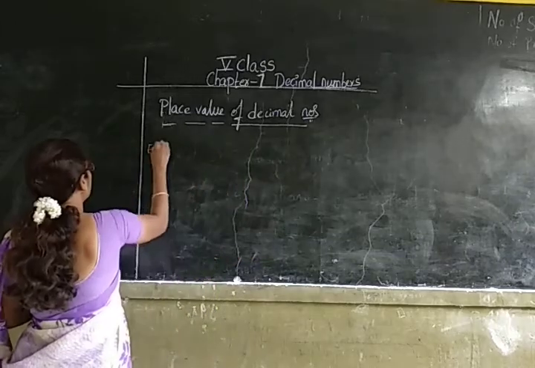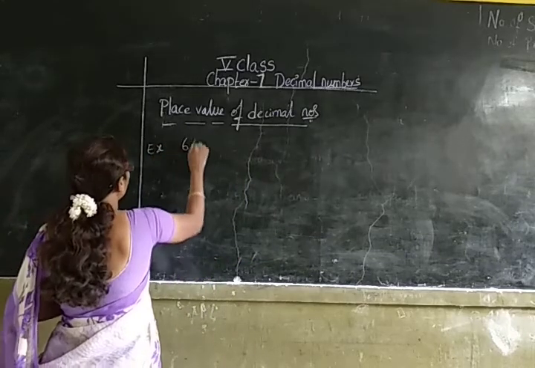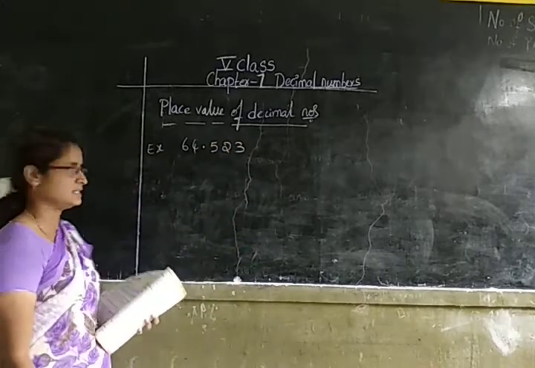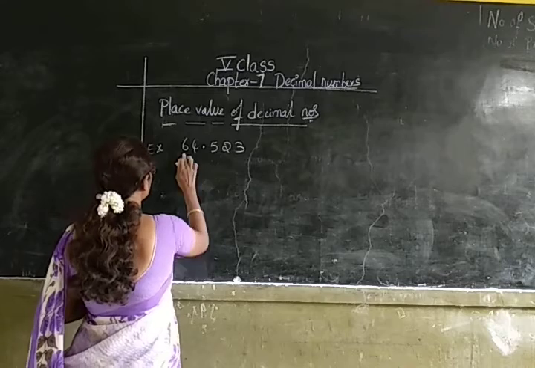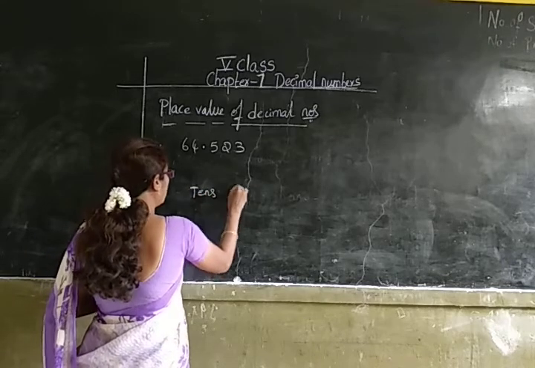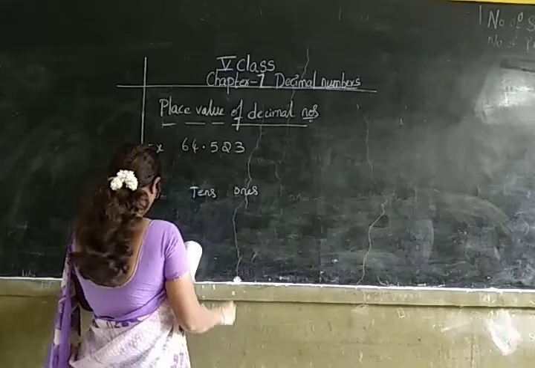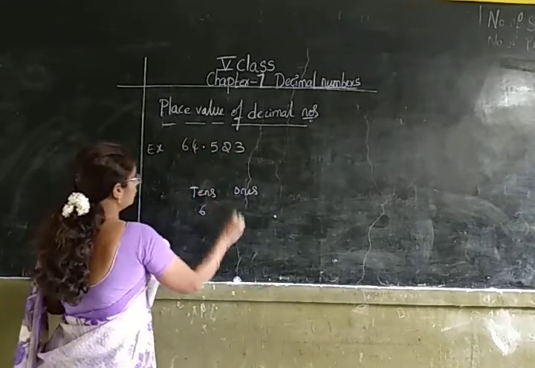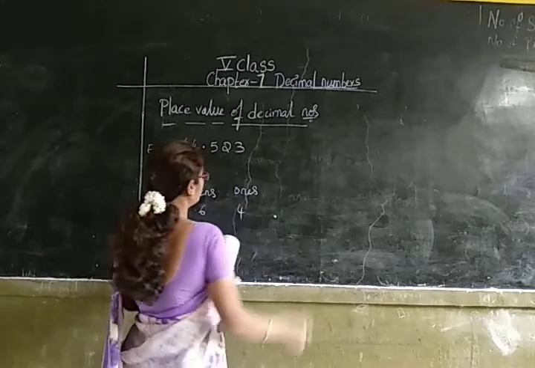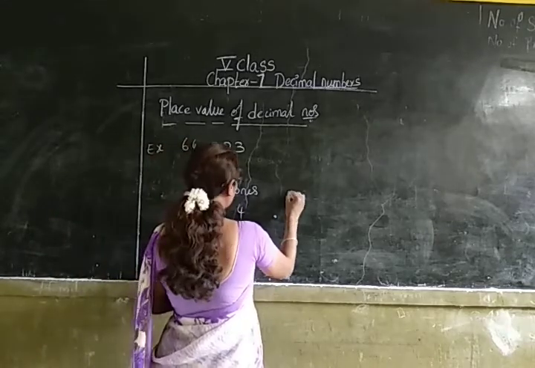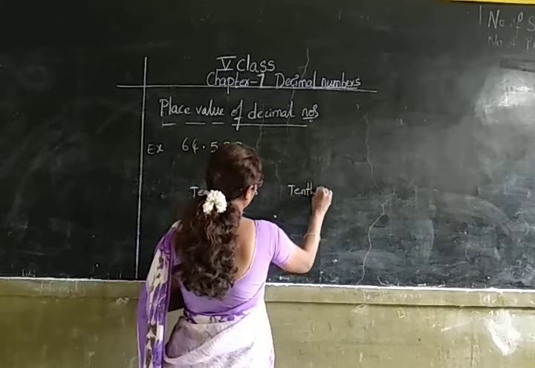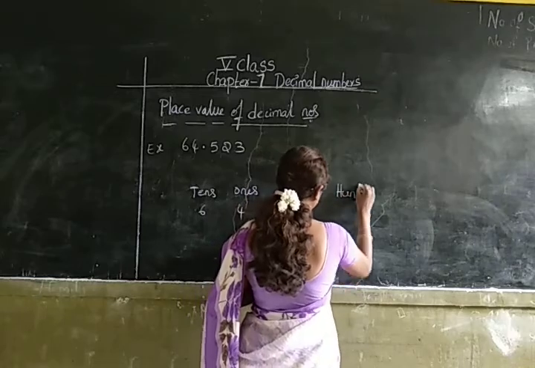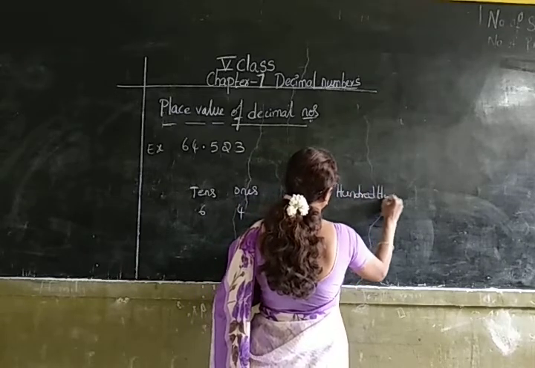For example, if you take a number 64.523, let us write their places. Okay children. Tens place, ones place. So you have to write 6 in tens place, 4 in ones place. Here we have to represent 5 in tenths place. The decimal places are tenths, hundredths, thousandths.